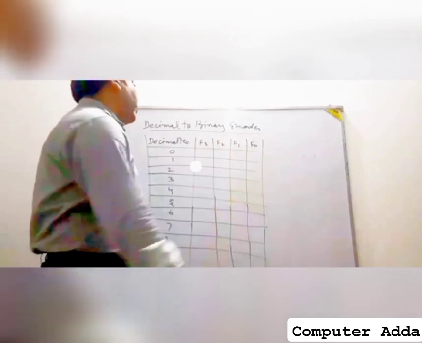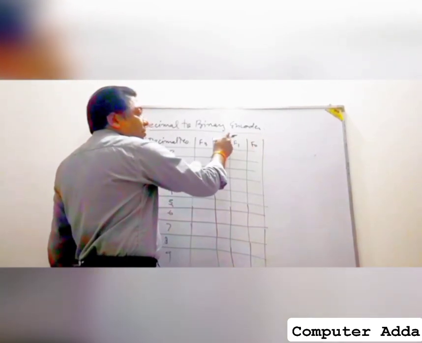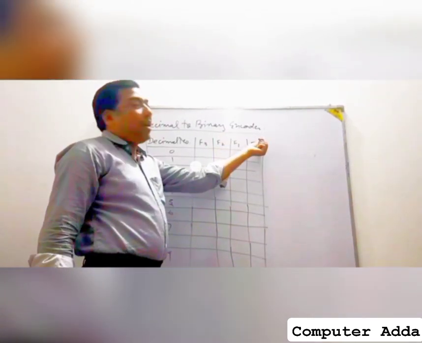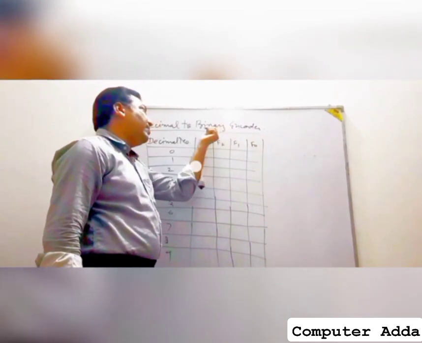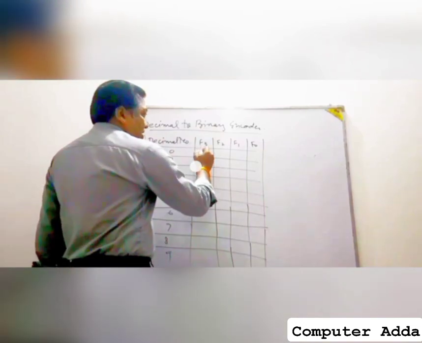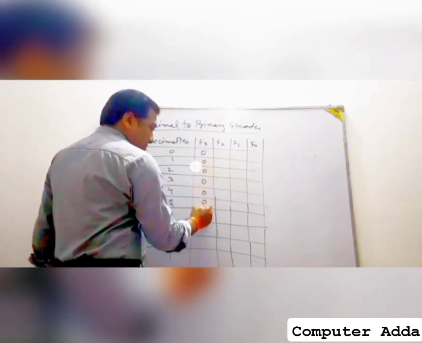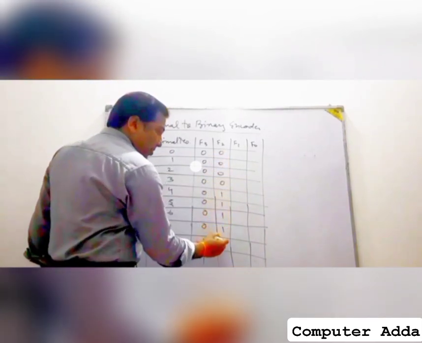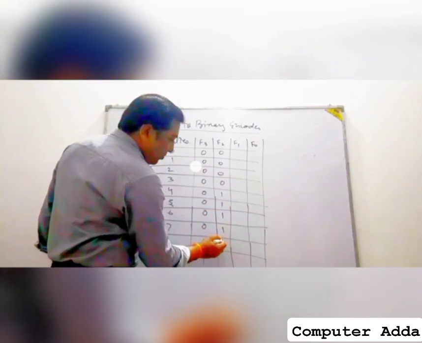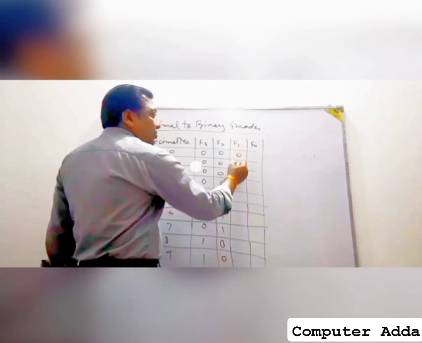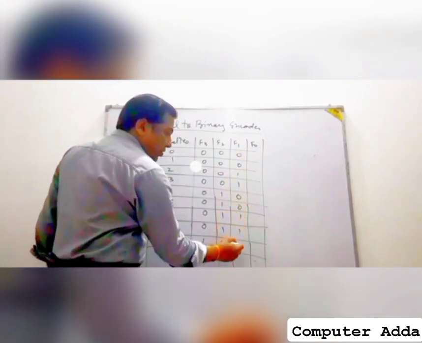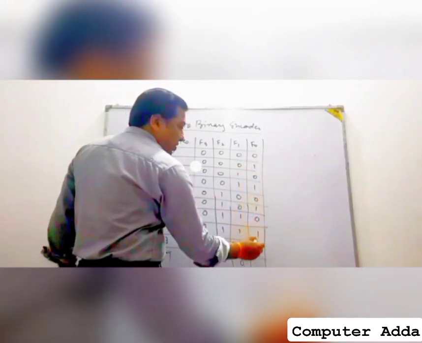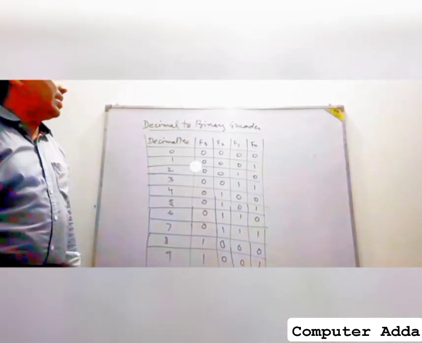The 4 outputs are represented by F0, F1, F2, F3. The order will remain the same, according to the place value: F0 on this side, then F1, F2, F3. So we have to make a combination: 8 times 0, 2 times 1, 4 times 0, 4 times 1, 2 times 0, then 2 times 0, 2 times 1, and so on, and in the last alternate 0 1, 0 1, 0 1, 0 1. So this is the truth table of the decimal to binary encoder.